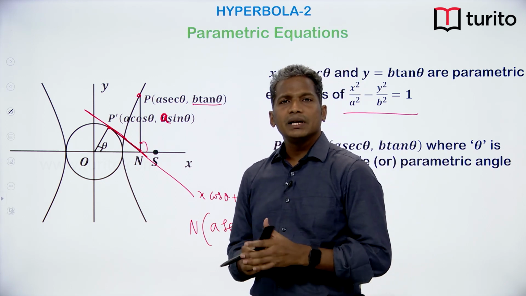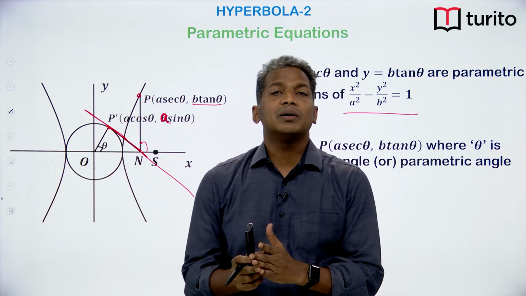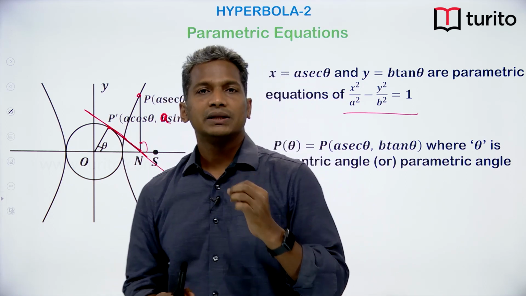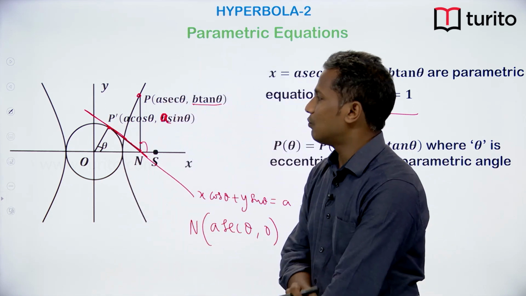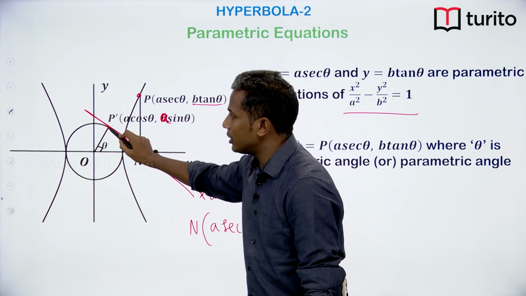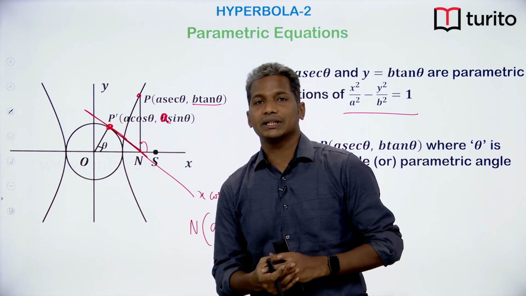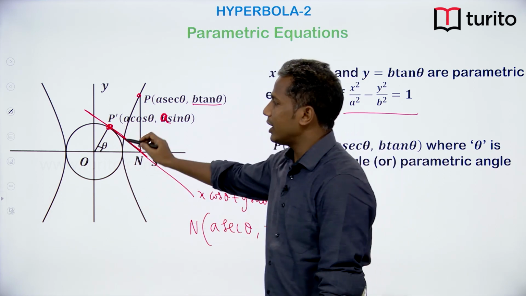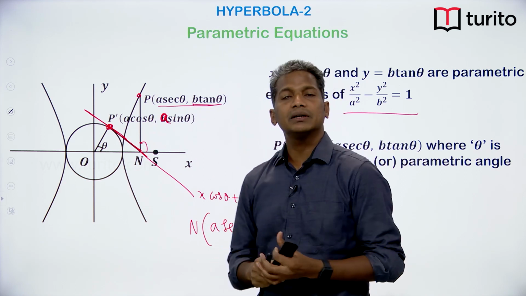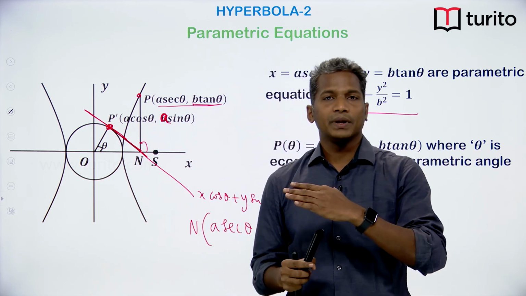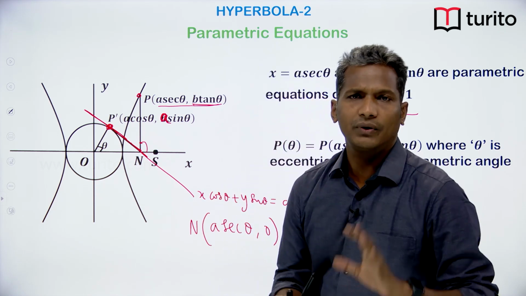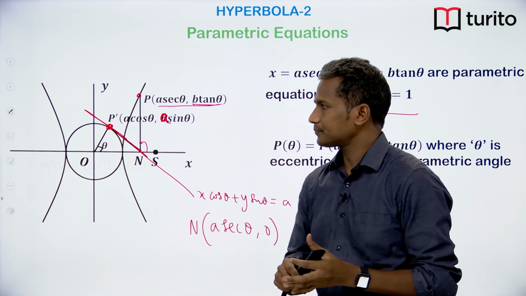So, a sec theta and b tan theta becomes the parametric form, and here theta has a significance. So, what is theta here? Theta is the angle made by the corresponding point on the auxiliary circle. If that point is making an angle theta, only then we can get a sec theta, b tan theta for the point on the hyperbola. The point on the hyperbola is not definitely making that angle. Okay. So, this is one simple idea.